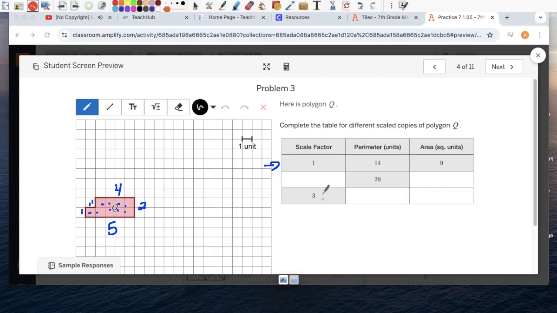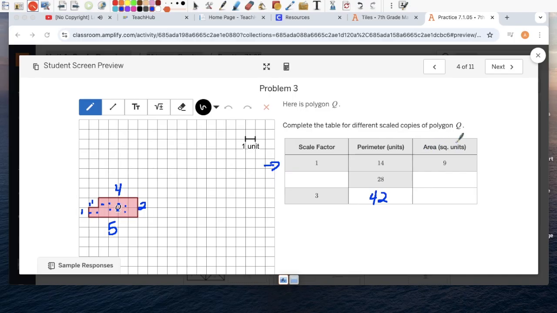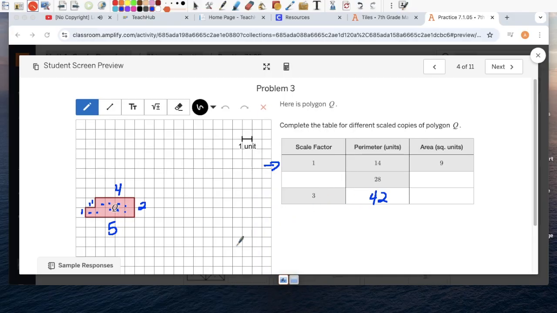Good. So let's do a scale factor of 3. And we want to find the perimeter. All we've got to do is multiply 3 times 14, which gives us 42. And what do we do with the area? Well, we take the scale factor of 3, raise it to the second power, and then multiply by 9. What's 3 to the second power? It's 3 times 3, which is 9. Times 9 gives you 81. So this would be 81.